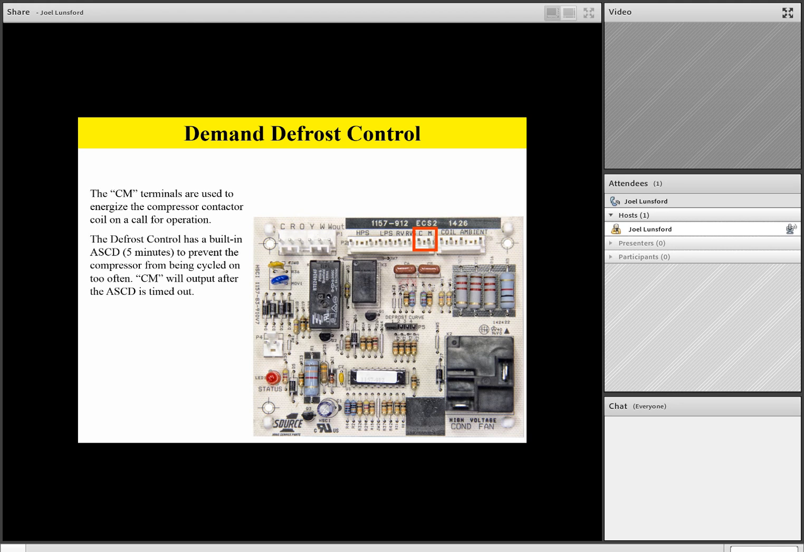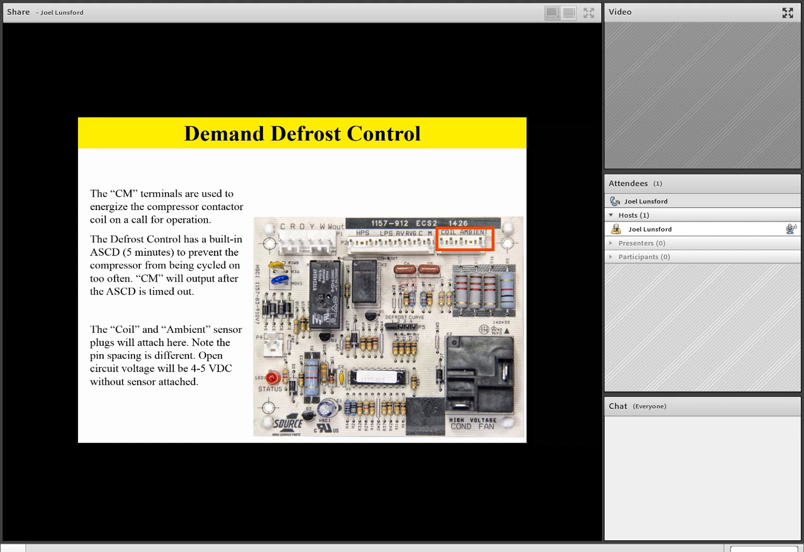Next to that, we see we have coil and ambient sensor inputs. Those coil and ambient sensor inputs will have sensors actually hooked up to them. Now, if you look closely in the picture, you'll notice the coil sensor pins are actually closer together than the ambient sensor pins. And the reason we do that on our Champion equipment is this prevents the technician from hooking up the sensors improperly if he changes the sensor out. So the pins are actually a different spacing to prevent inaccurate hookup or inaccurate plugging onto the board.